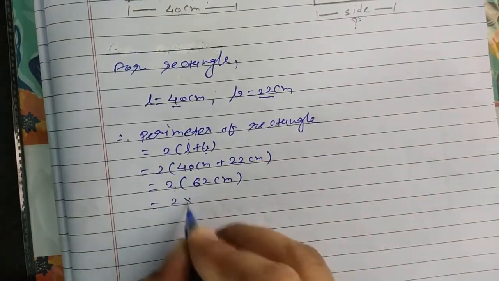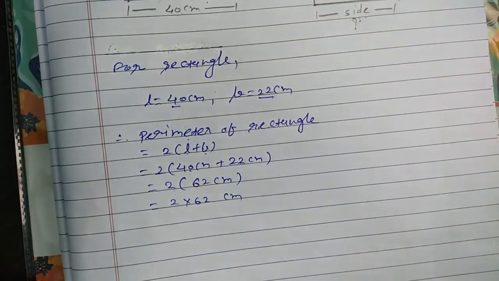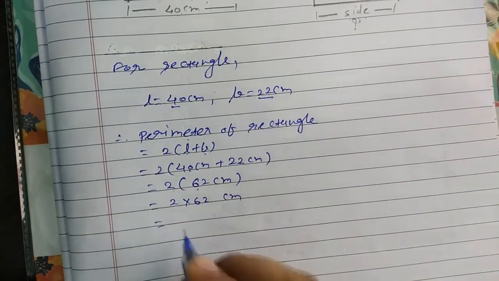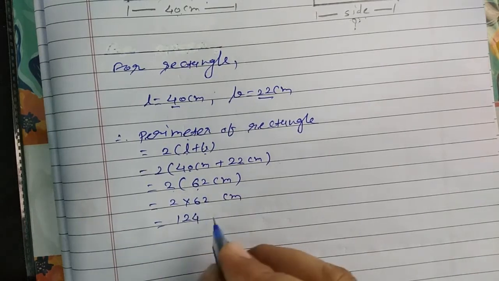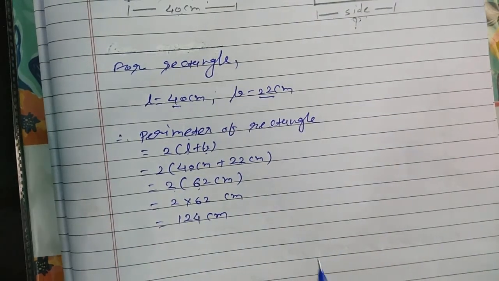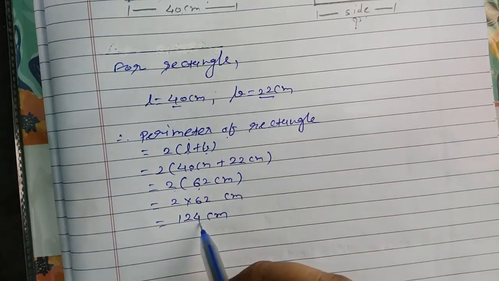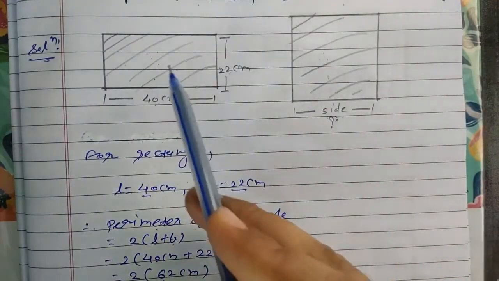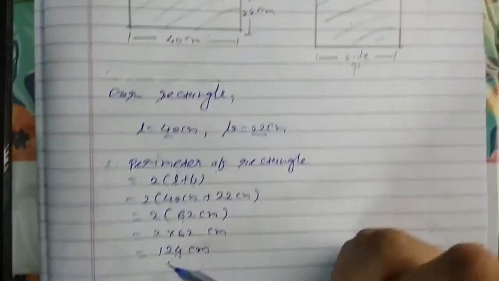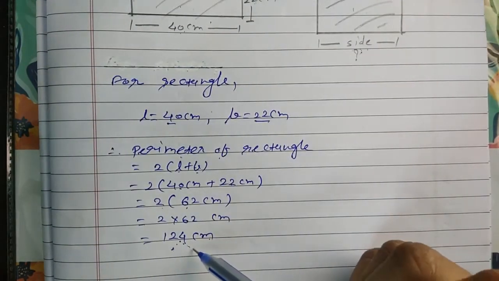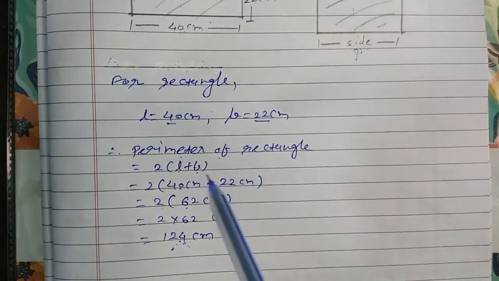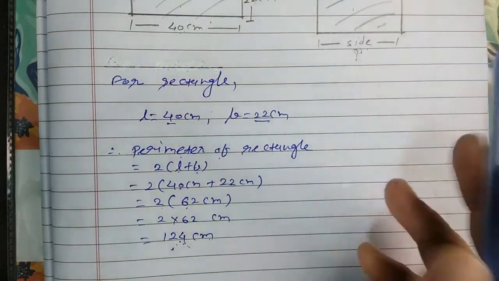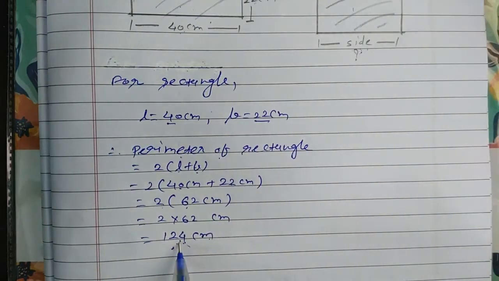We can do this addition. 2 multiplied by 62 centimeter we have to do. So 2 multiplied by 62 is nothing but 124 centimeter. So here we have found the perimeter of a rectangle, that is 124 centimeter. This 124 will be the same for the perimeter of a square, because this perimeter, 124 centimeter, is the length of the wire, and that same wire was rebent into the square. So the perimeter of the square will be the same, that is 124 centimeter.